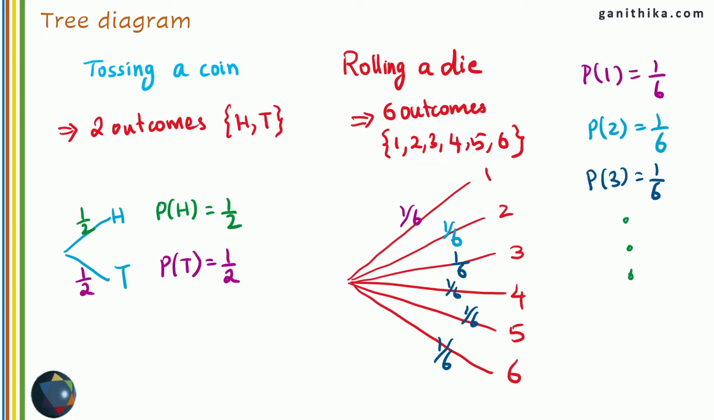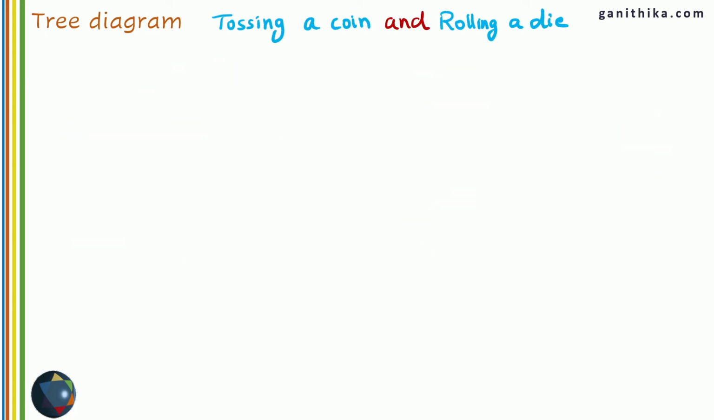So, the probabilities will be written on the branches, whereas the outcomes will be written at the end of the branches. This is what you need to understand now. And the number of branches will be the same as the number of outcomes. So, these are the things that you need to note at this moment. We will continue doing one example. Tossing a coin and rolling a die together. So, you are going to toss a coin as well as roll a die together. What are the probabilities of many events from here?